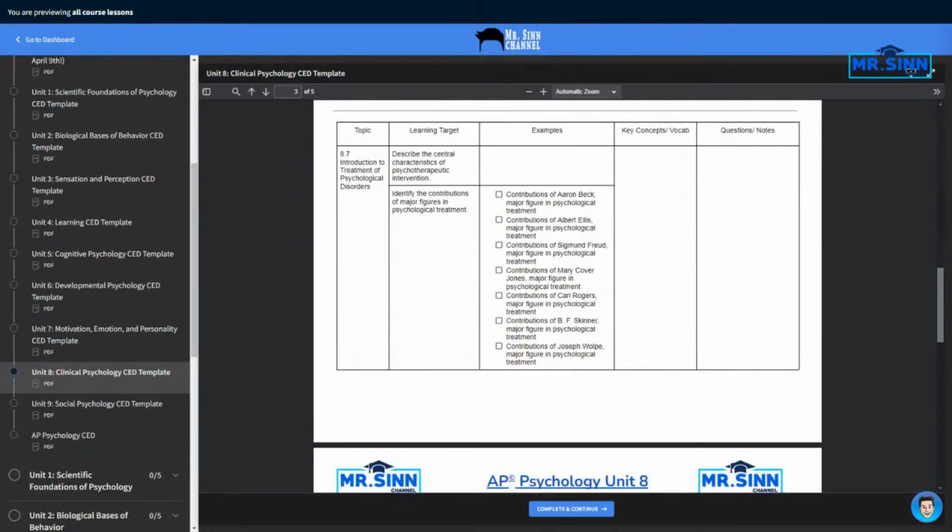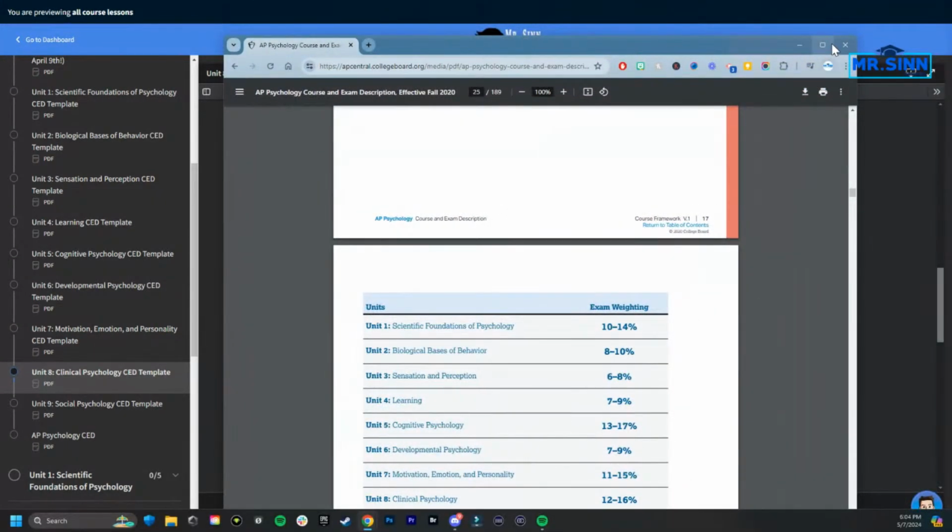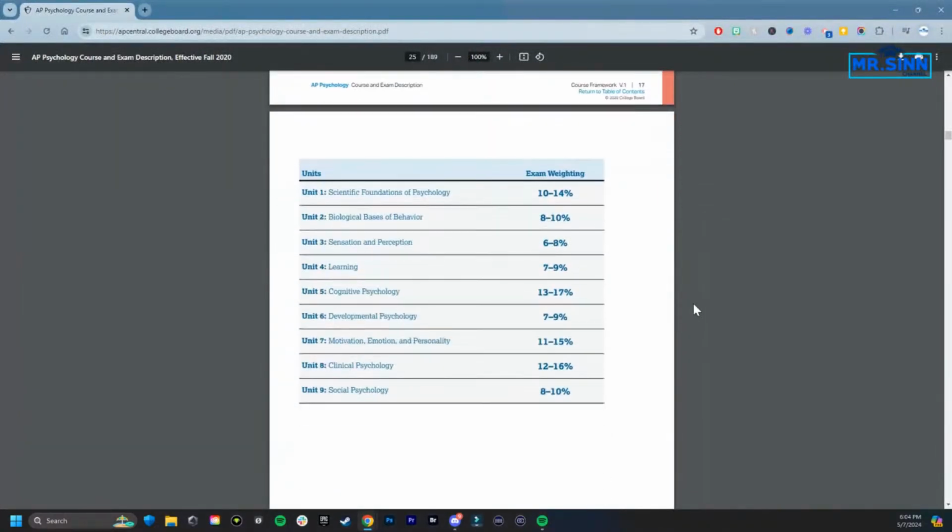If we're looking quick at the percentage breakdown, which we've been doing because it's always nice to see, Unit 8 is about 12 to 16%. So a decent chunk here for sure. Definitely, we might see a couple more questions on the test from this unit, so we want to make sure that we are paying attention to it. We're going to be going over a bunch of stuff.